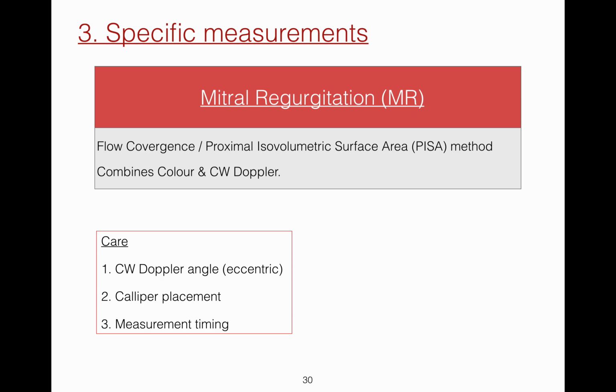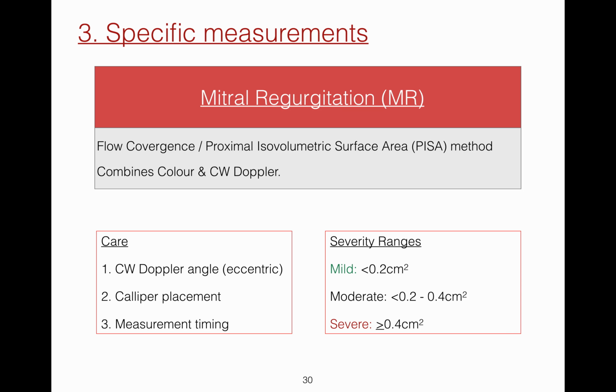To ensure that your measurement is as accurate as possible, take care to optimize the continuous wave Doppler angle. Moreover, eccentric jets may be very difficult to measure, and another method may be needed in that case. Calipers should be placed carefully when measuring the PISA radius, and the radius should be measured at the time of the maximal regurgitant velocity.